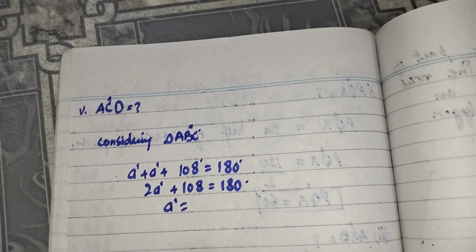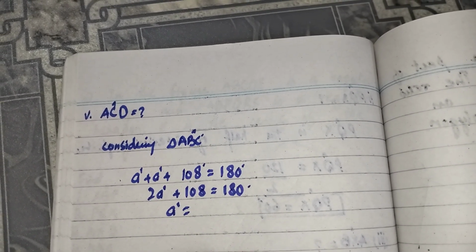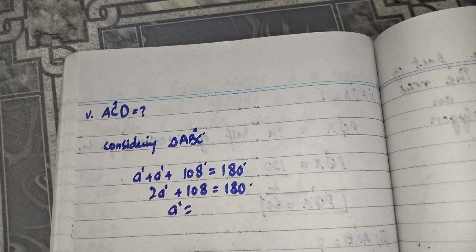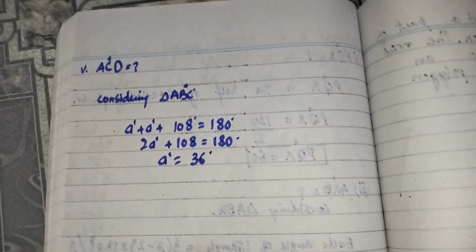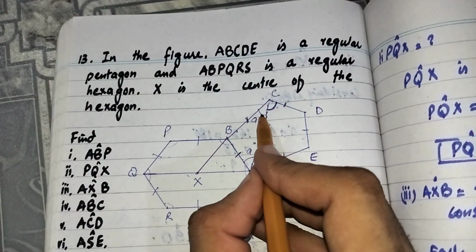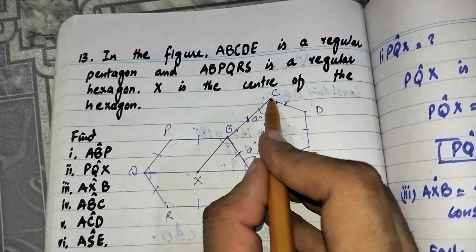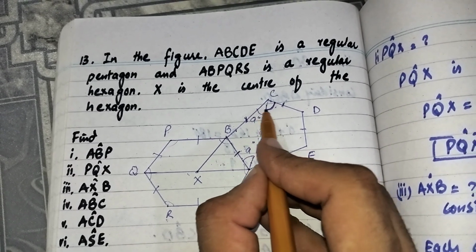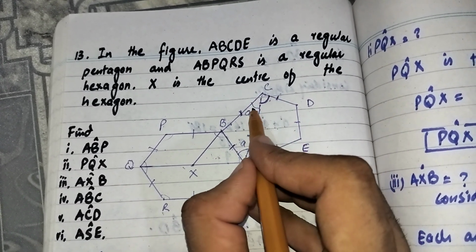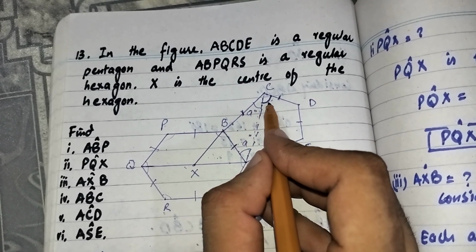So a will be equal to (180 minus 108) divided by 2. So a will be equal to 36 degrees. Now this angle will be equal to 36 degrees. Now at point C, this complete angle is an interior angle of a pentagon, and this is a, and we have to find this one.